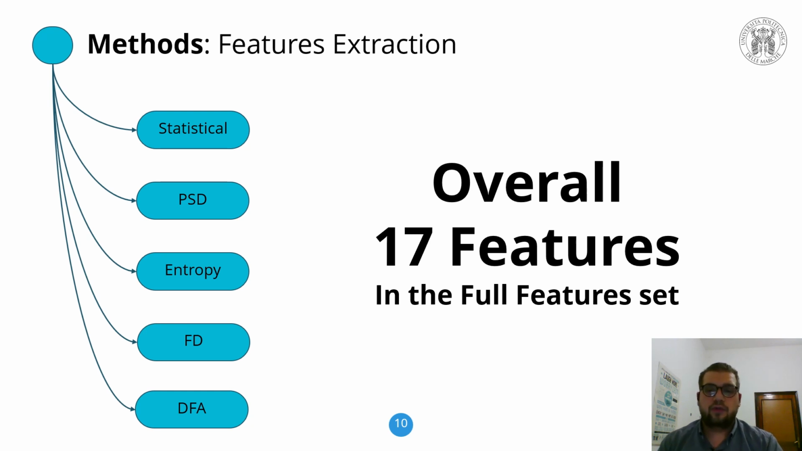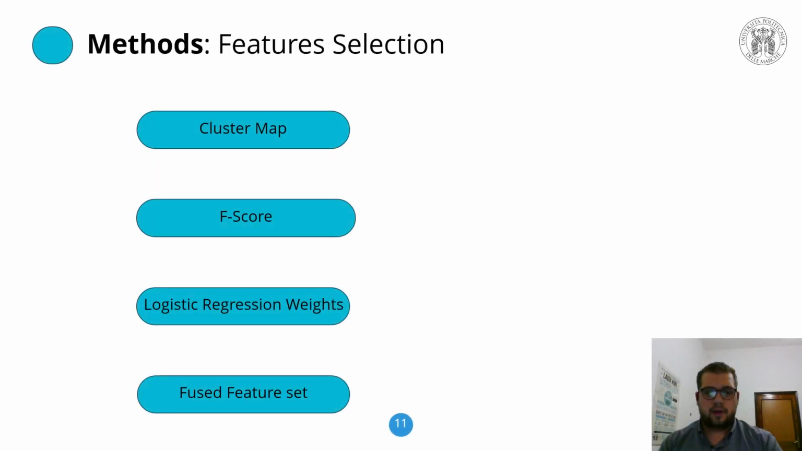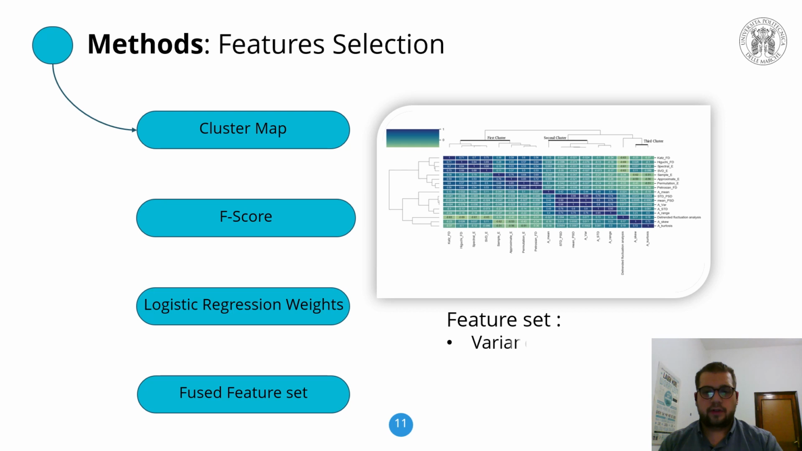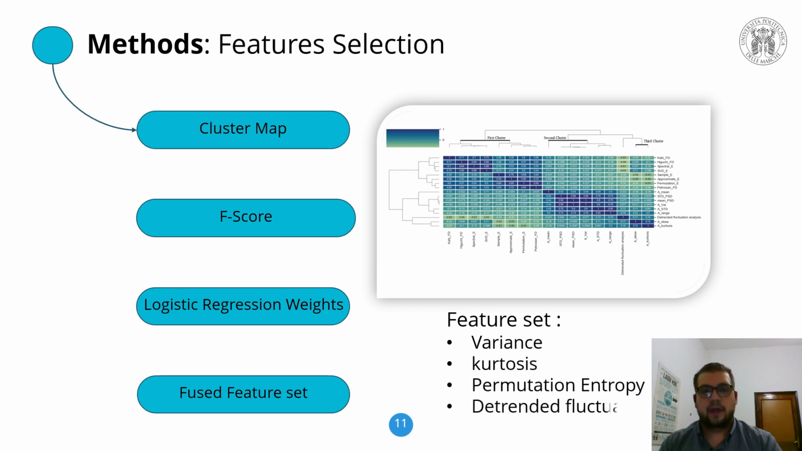Now, we need to reduce those 17 features into a smaller subset of features that have the same performance but less computational effort. In order to select features, 4 different methods were considered.